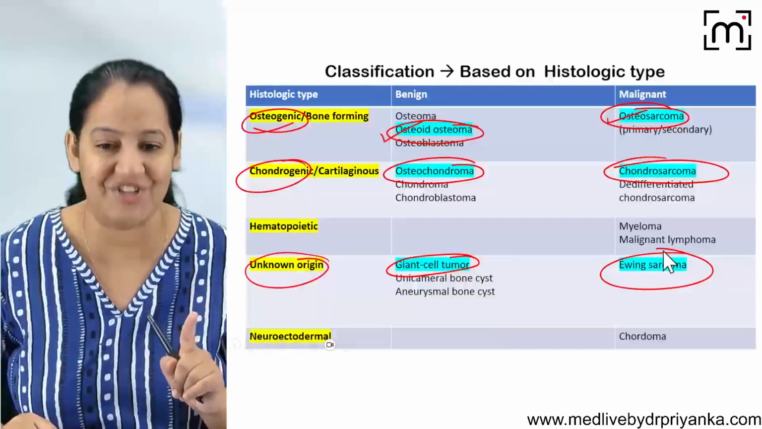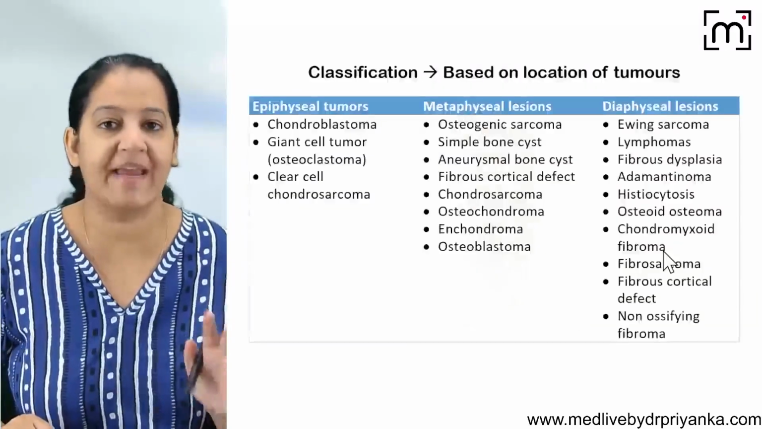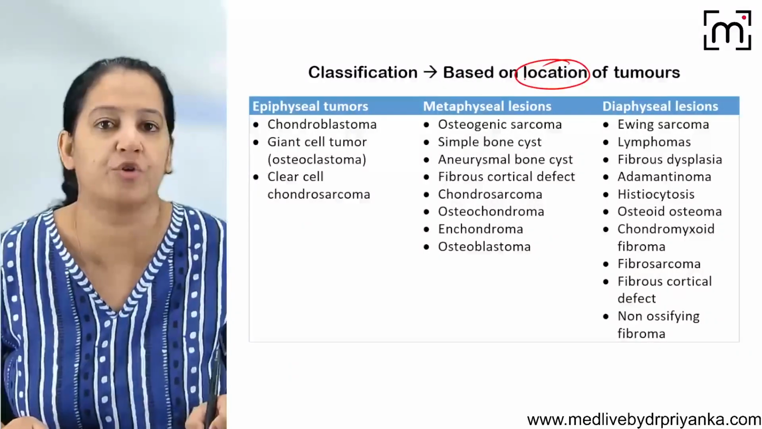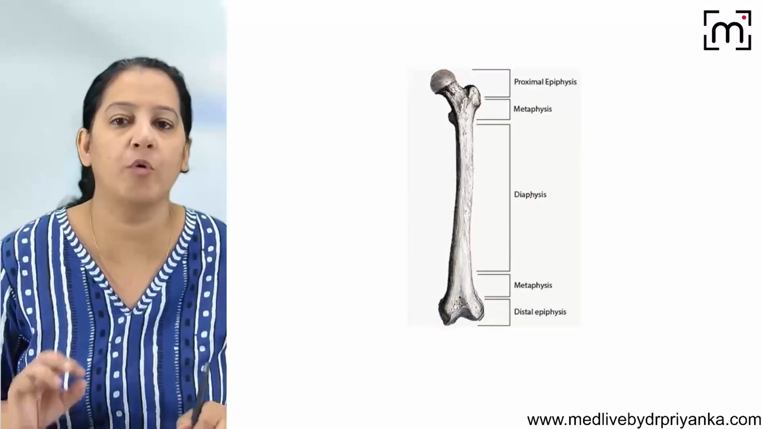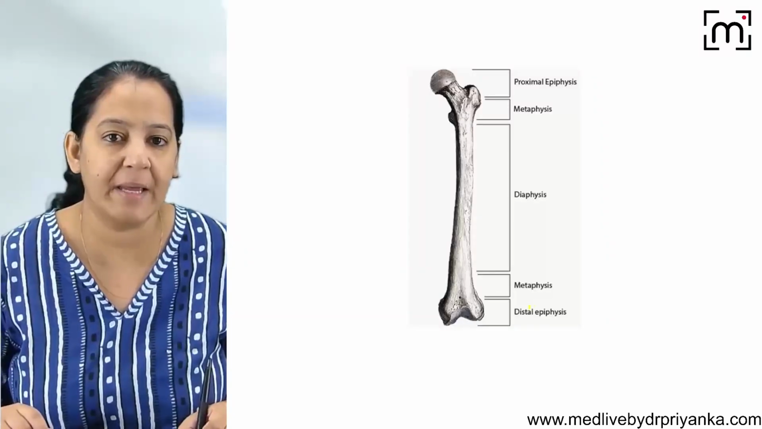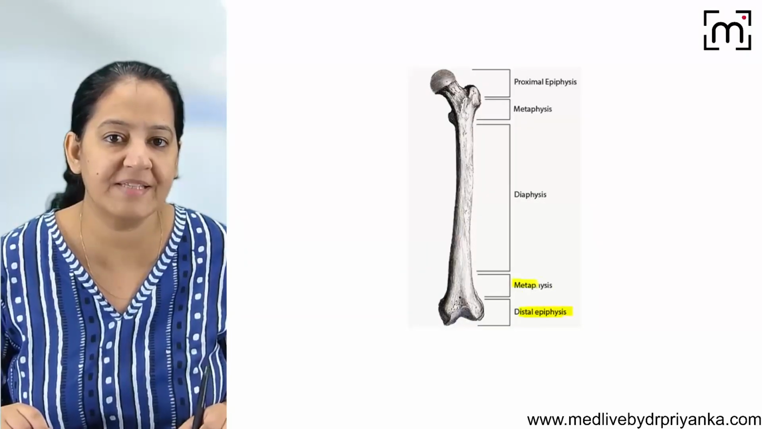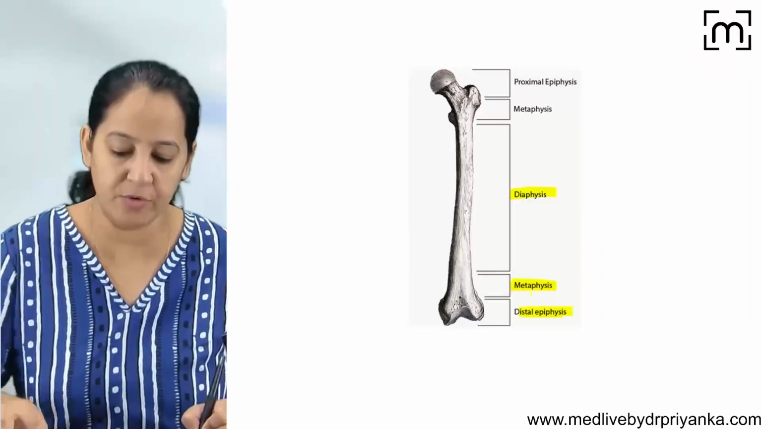This is the first classification. Now coming to the second classification. Before understanding the second classification, because the second classification is based on the location of the tumor, you must understand the parts of a long bone. We divide the long bone into three parts. What are the three parts of a long bone? We have epiphysis, metaphysis, and diaphysis. So we are dividing the long bone into three portions.